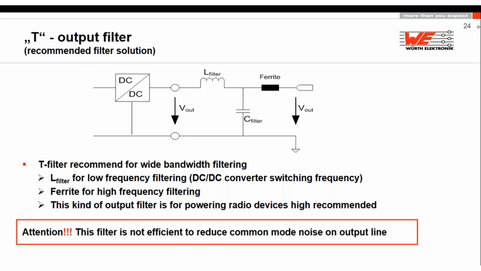And especially when you put input and output filters, take care about the DC resistance of the inductance. Take care about the DC resistance of the ferrite. Even if you don't have 10 amp, you should use a 10 amp one because of the milliohm resistance.